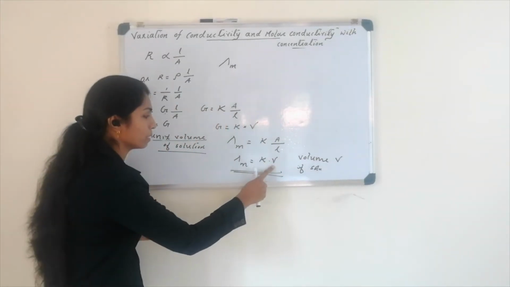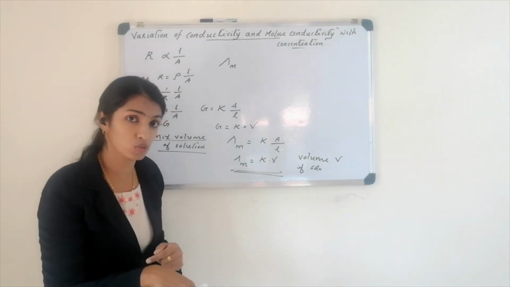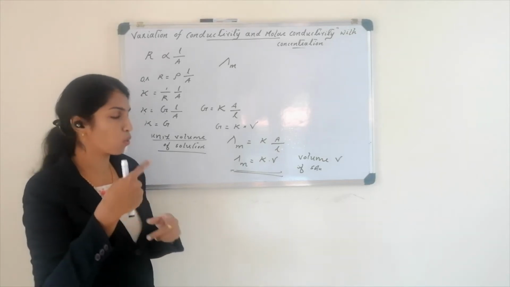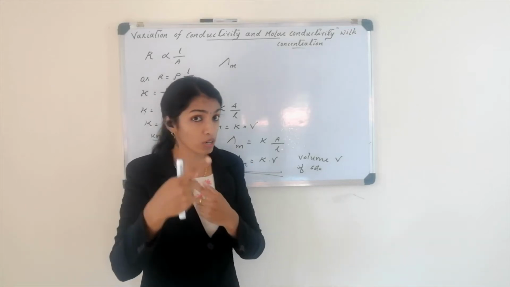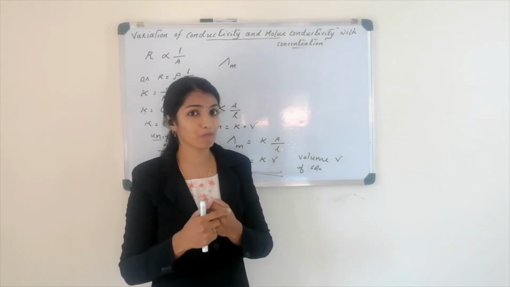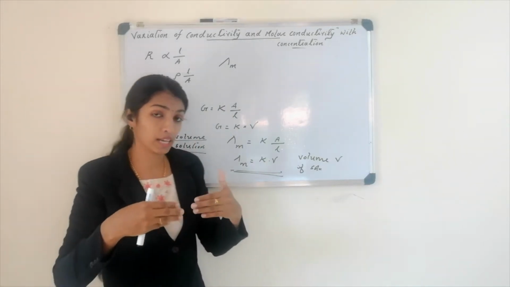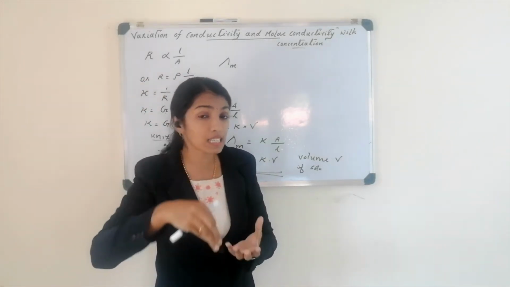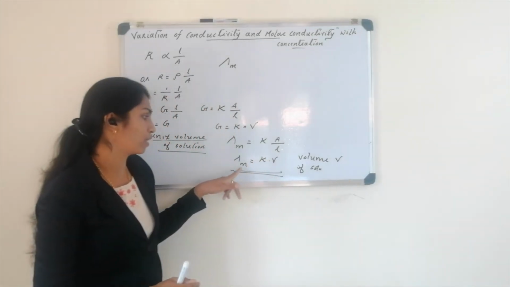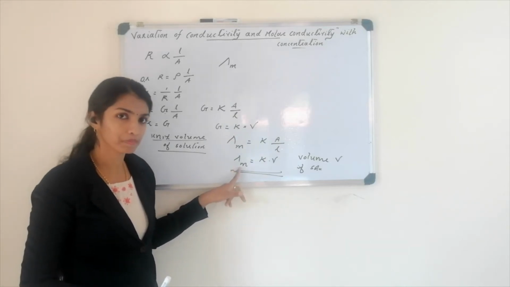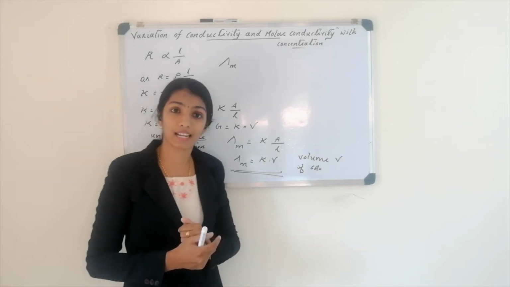So as volume increases, definitely molar conductivity value increases. Volume increases means concentration decreases. So concentration and molar conductivity values are inversely proportional. But the concentration and conductivity values are directly proportional. So if we decrease the concentration of a solution by adding more and more solvent into it, definitely its molar conductivity value increases. So what will be the maximum value of this molar conductivity?